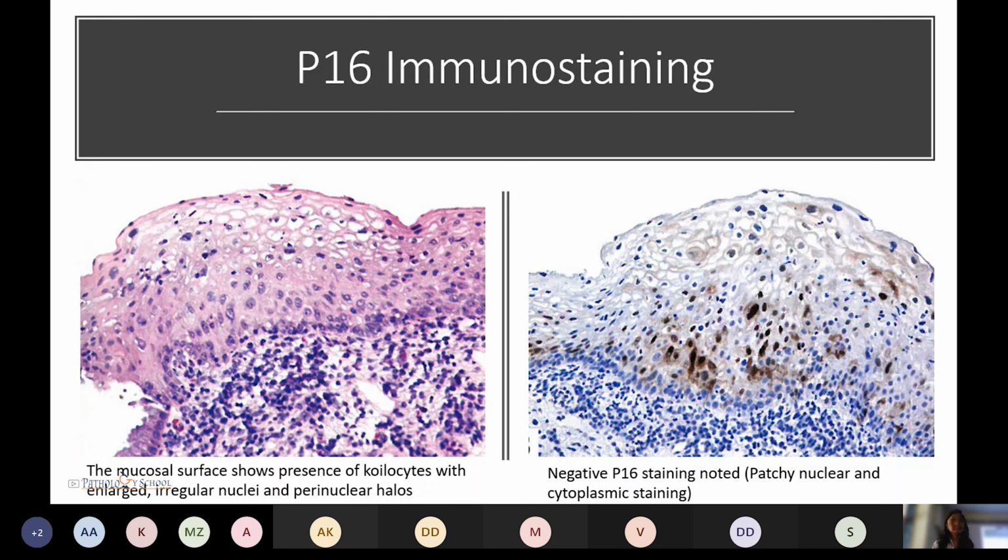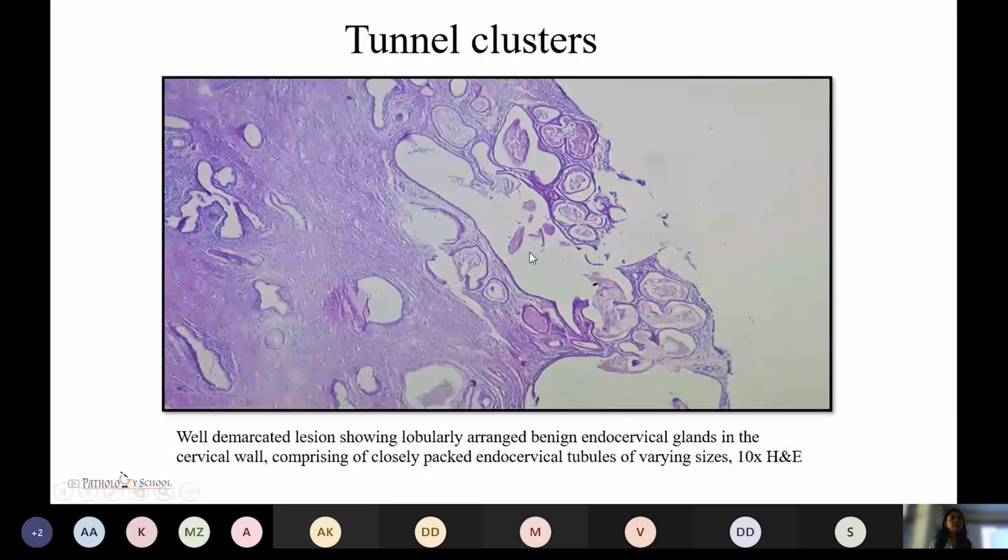Here on the lip of the cervix, we can see a cystically dilated lesion filled with mucus. And on microscopy, it appears like this. It is a cystically dilated mucus-filled cyst, and it is lined by flat cuboidal to low columnar type of epithelium. Tunnel clusters, again, are a commonly noted entity. They are well demarcated lesions. There is lobular proliferation of endocervical glands showing the mucus that is secreted by the endocervical glands. And they are closely packed, but this is a very, very benign lesion.